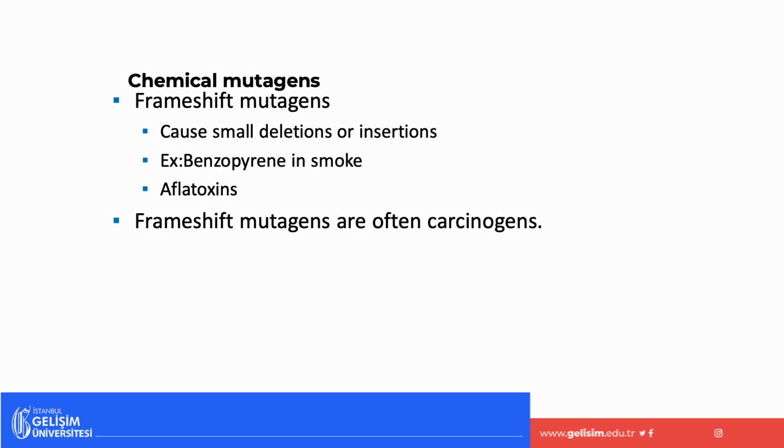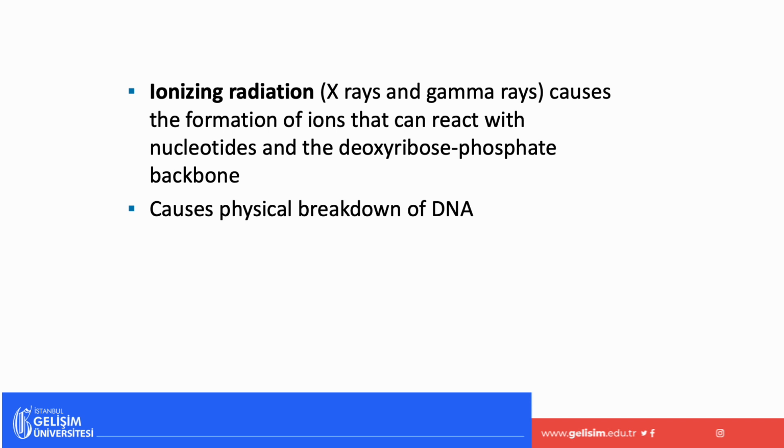All right, frame shift mutations can cause a change in the reading frame of the mRNA, and this leads to a completely different amino acid sequence downstream of the mutation. So this can result in the production of a non-functional or a partially functional protein. So as a result, frame shift mutations are often deleterious and can have serious consequences, including cancers. So some examples of frame shift mutagens include benzopyrene in smoke, as well as aflatoxins.